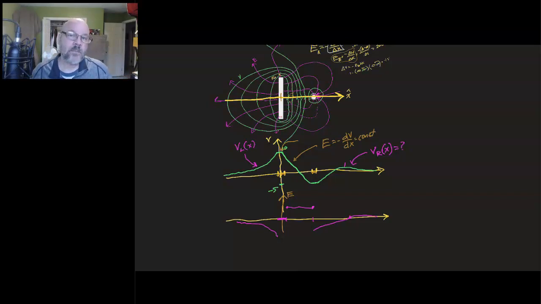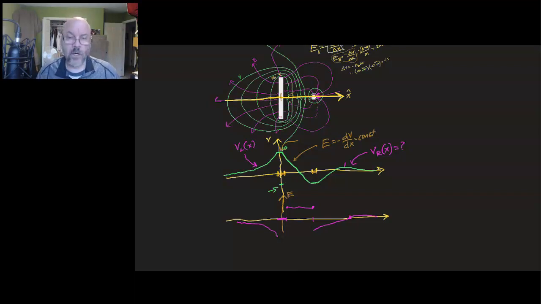On your homework, there's going to be some questions like this, where you're going to have the voltage, and it's going to ask you for the electric field. You're going to be looking at slopes and derivatives of functions and that sort of thing. So it's pretty straightforward, but now you know how those things are related together.